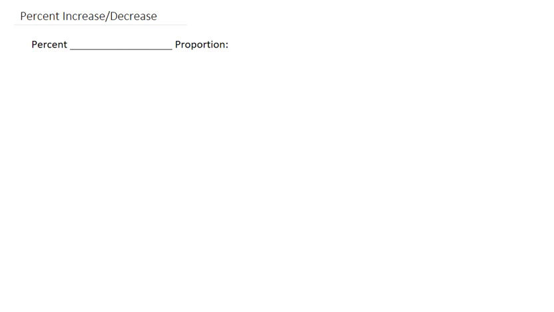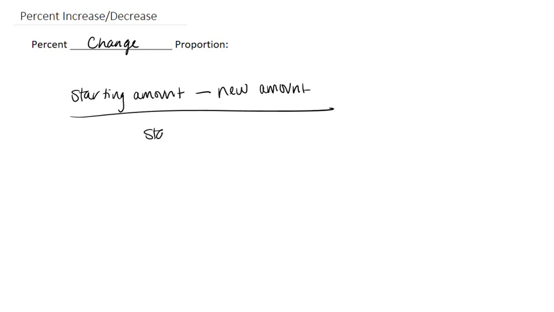Percent increase, decrease. Percent change, proportion. So our formula will be the starting amount minus the new amount over the starting amount, which is equal to the percentage over 100.